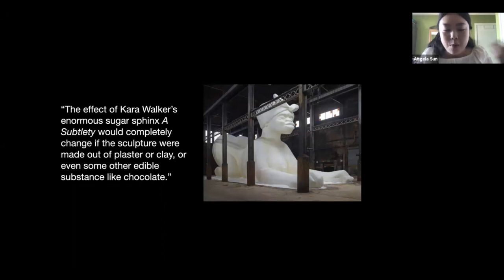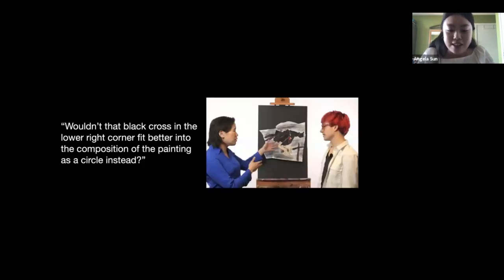So here's one example. We might say about Kara Walker's enormous A Subtlety, the Sugar Sphinx, that the effect of the sculpture would completely change if it were made out of plaster or clay or even some other edible substance like chocolate. I think this is a very common kind of counterfactual claim we make about the effect that a certain property gives an artwork and about how that effect would change if that property were changed. Here's a very common thing that art teachers say when they're criticizing their students' work. Wouldn't that black cross in the lower right corner fit better into the composition of the painting as a circle instead? I don't actually think that's true. I just made this up on the basis of the stock photo I found on Google Images.